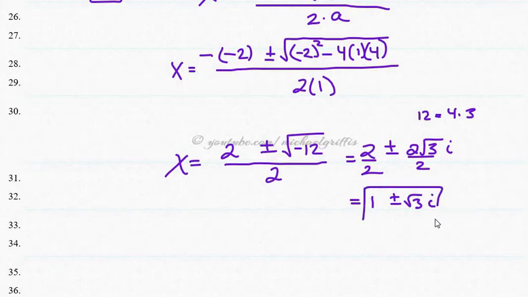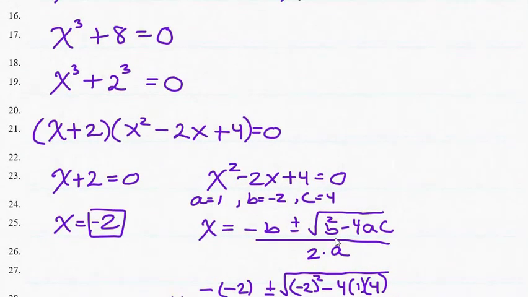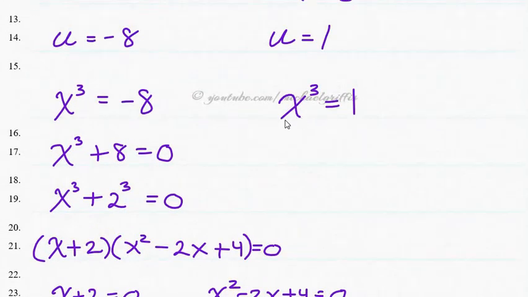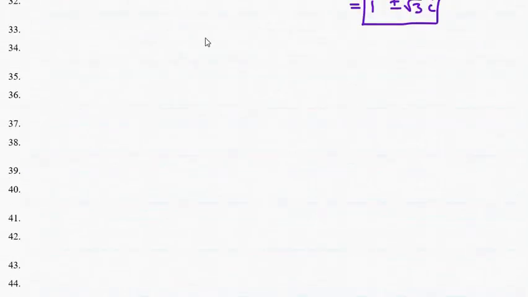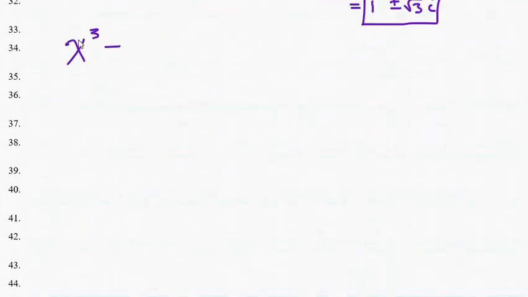So there are 2 solutions there, plus the real solution, that's 3 solutions. But we're not done with this problem. We still have to deal with the other one, so let's go down here and rewrite that. We bring this 1 over to the left: x cubed minus 1 is equal to 0.